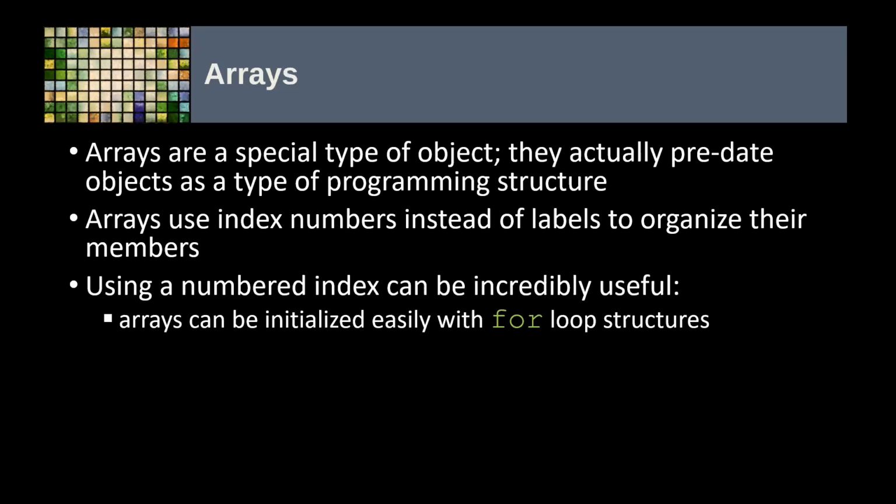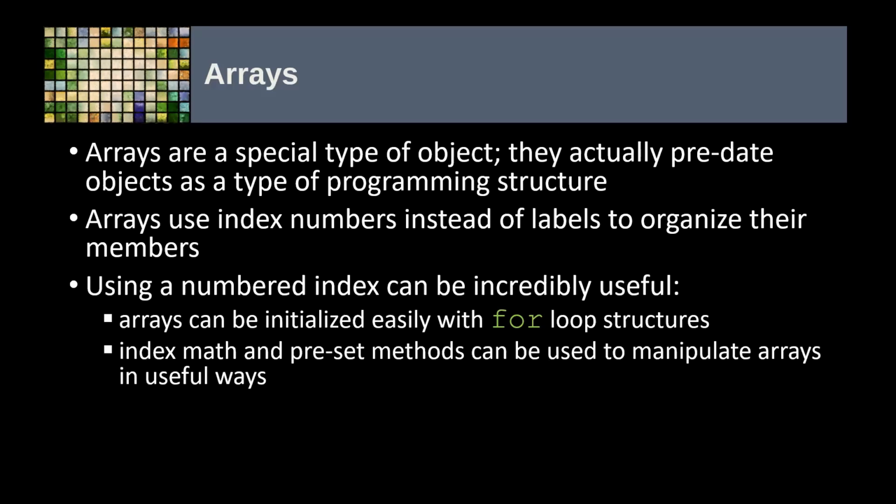You can initialize an array easily with for loop structures. You can use index math and preset methods to manipulate arrays in useful ways, and you can create multidimensional arrays. A multidimensional array is essentially performing the same function as an object with a lot of properties. Multidimensional arrays are beyond the scope of this class. That's really more of an intermediate type thing. So I'm not going to get into that in a whole lot of detail here, but we are definitely going to be using arrays. Here's an example of some syntax for coding an array.